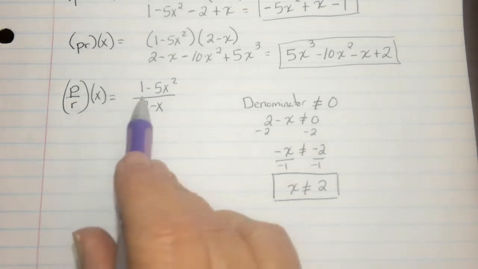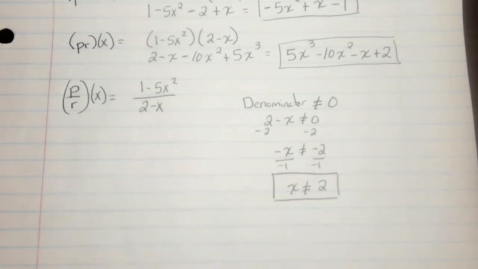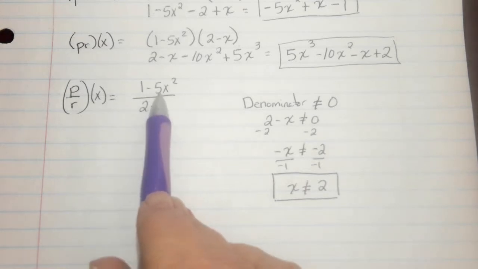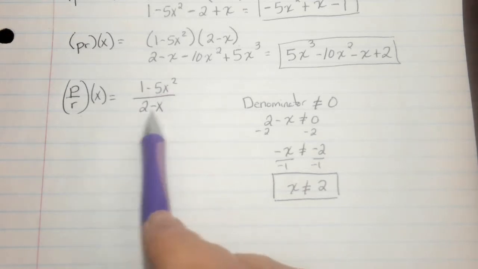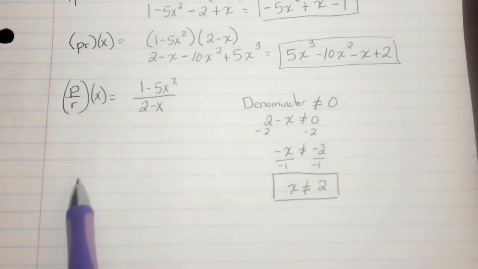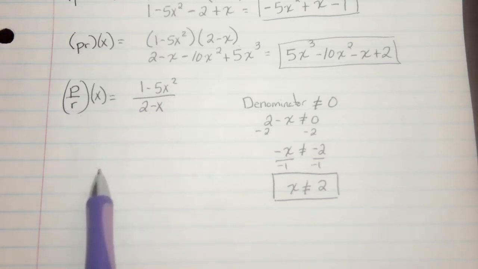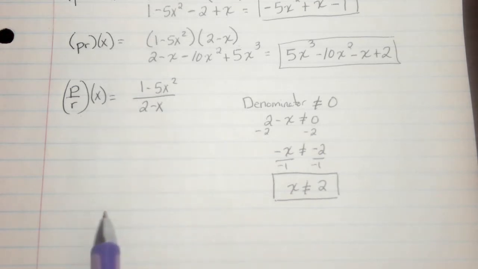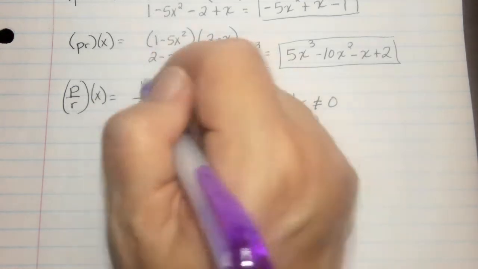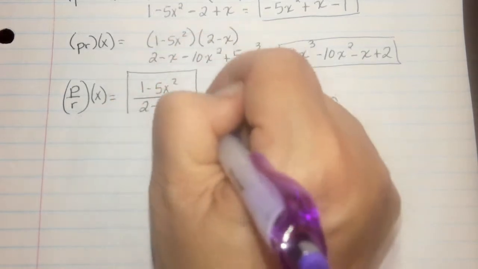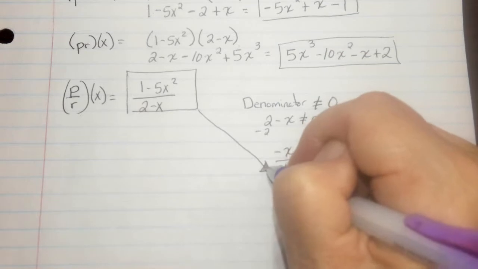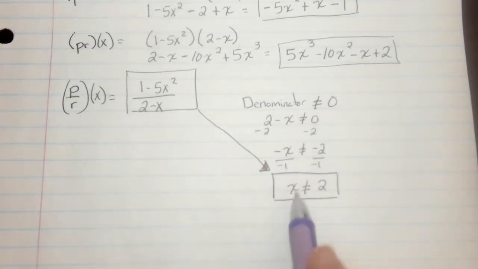Now, what about the actual dividing part? Well, when we're dividing, we would want to look to see if we could factor the numerator or factor the denominator. In this particular problem, we cannot. There is nothing that can factor and divide out. So this is my answer, along with this domain restriction. So the domain restriction is part of your response in division.